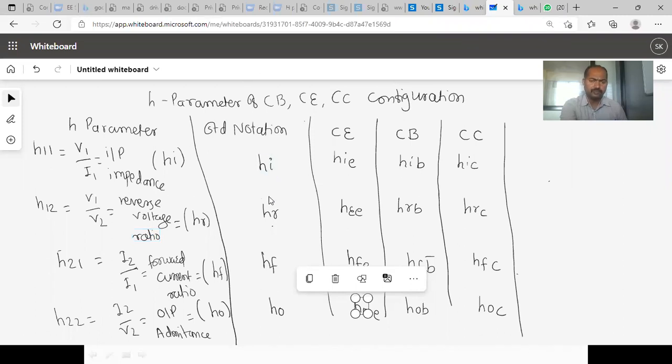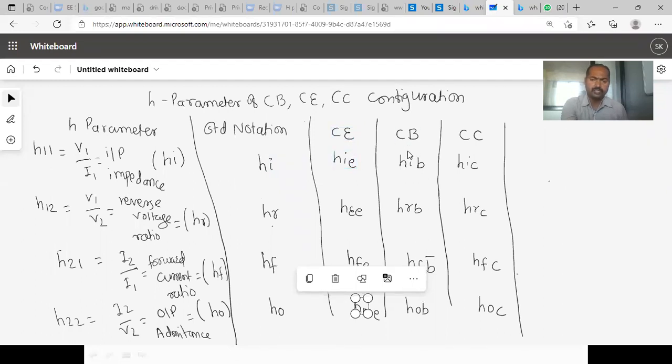Accordingly, we have to write these equations, but these are the generalized equations with respect to the H parameter. But when we have to do a particular calculation with respect to different configurations, that is common emitter, common base or common collector, we require the particular notation, right? Particular notation indicates that this should be related to either the emitter, the base or the collector. So when we consider the emitter, HI is common, this should be related to the emitter. That's why we write HIE.